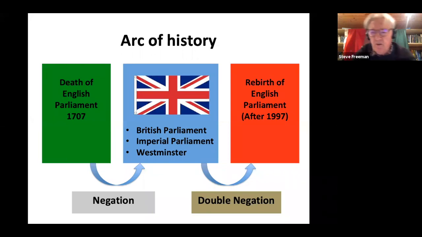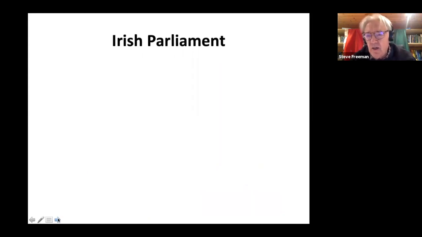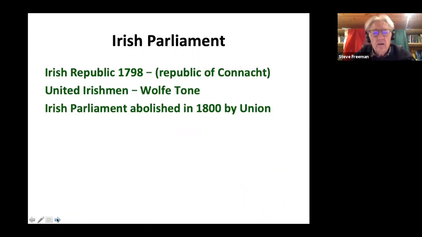Oh yes, then I was going to do the same sort of view by looking at the story of the Irish Parliament. I'm just messing around with this idea. So here's another interesting story. Again, you had an Irish Republic in 1798. Well, it was called the Republic of Connaught. And it was the United Irishmen that attempted to establish this republic. They were looking to the links with the French to break away from England. Wolfe Tone was one of the famous Protestant Republican leaders of the United Irishmen.